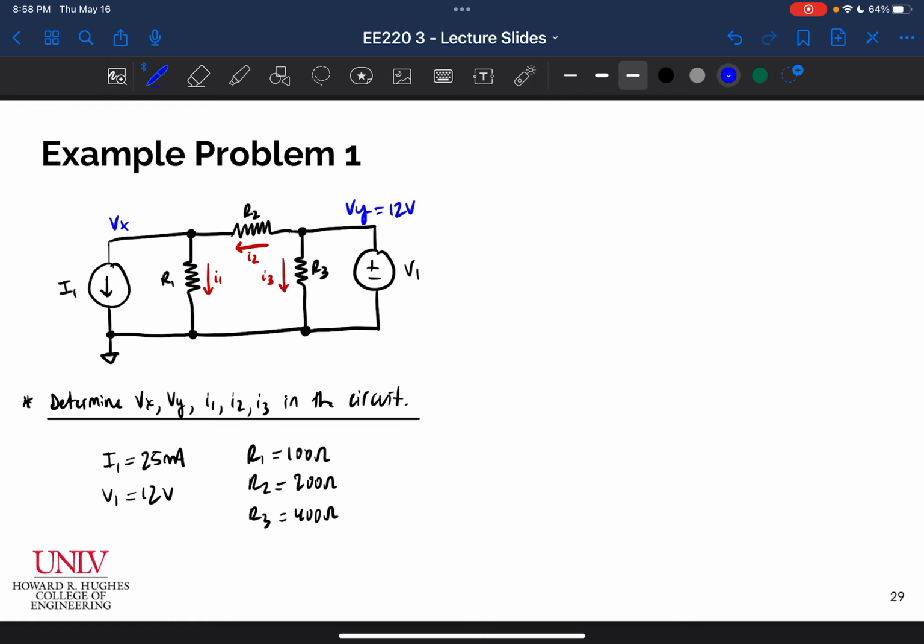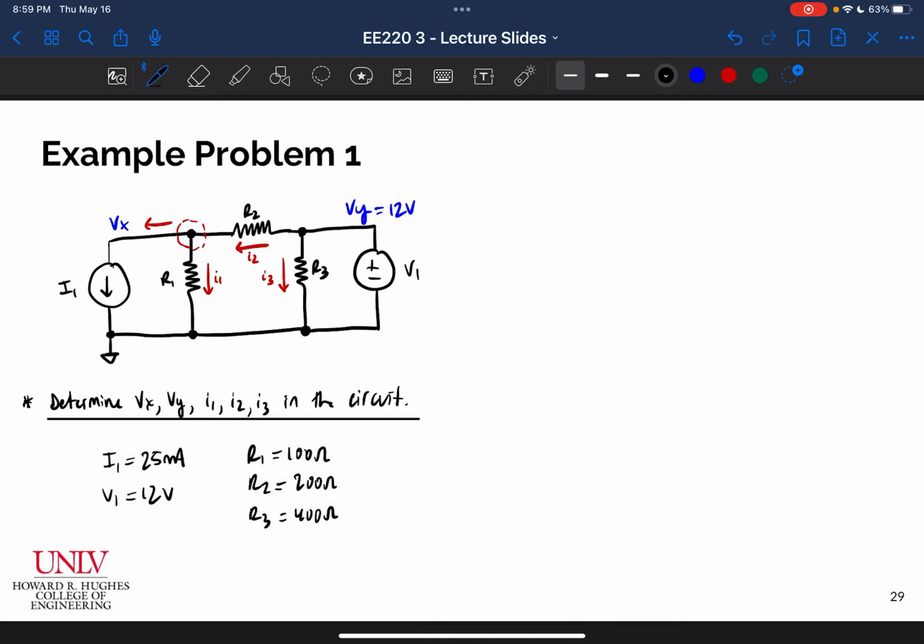All right, good. So we know Vy, we don't know Vx, but we know that this node has a KCL that we can write. So let's do that. We know this node has a couple of currents. It's got the current from the current source, and it's got I1 and it's got I2. Well, because we only need Vx, we can very easily solve this circuit using nodal analysis.